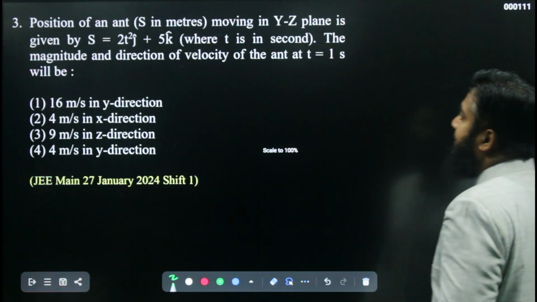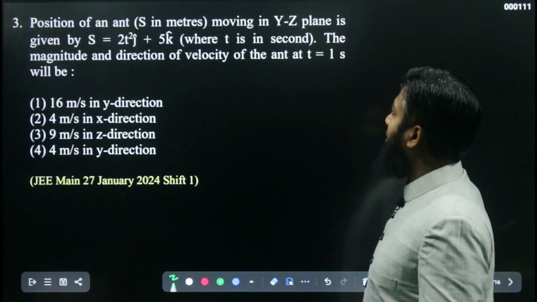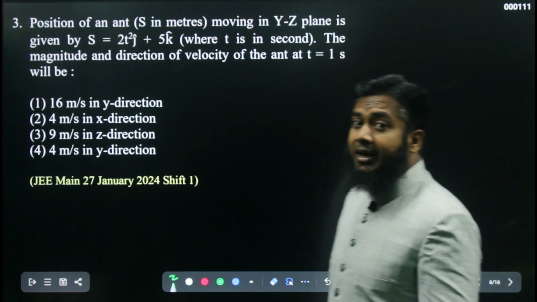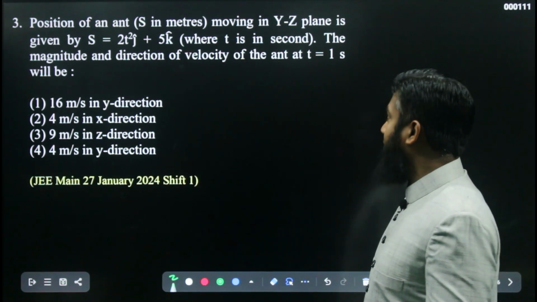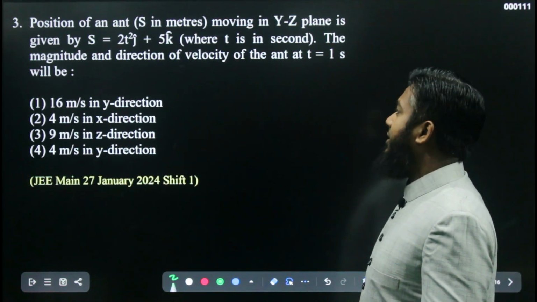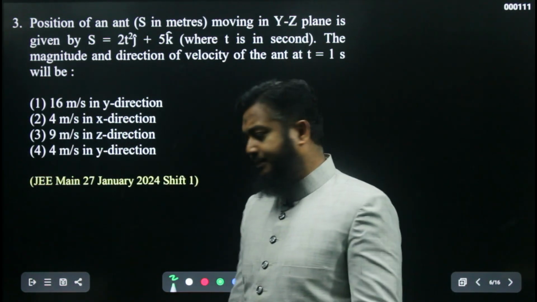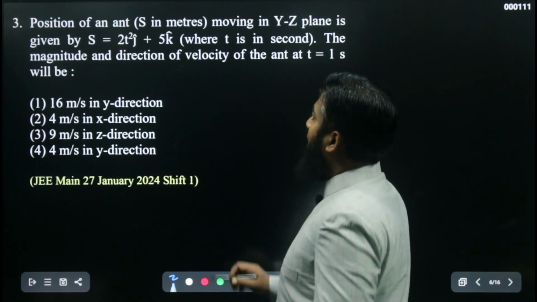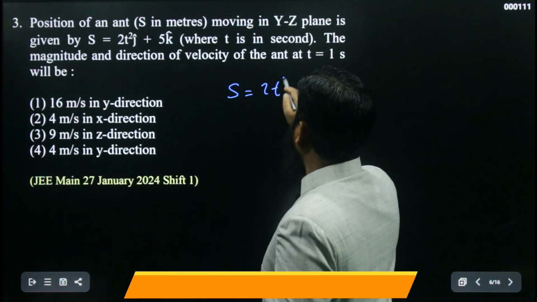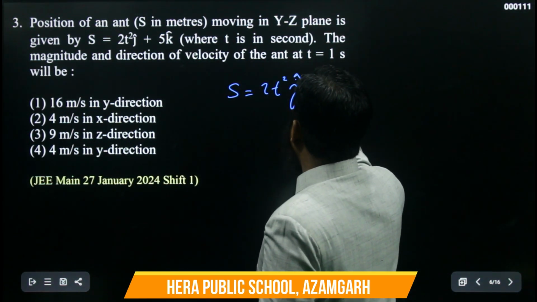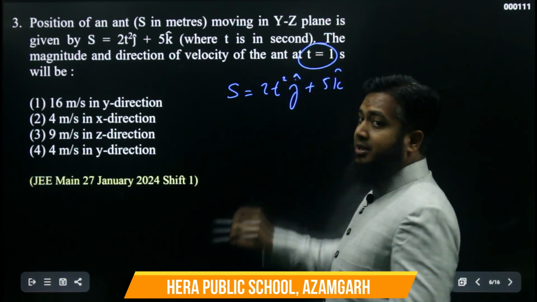Next question is position of an ant S in meters moving in YZ plane is given by S is equal to 2t square j cap plus 5 k cap, where t is in second. The magnitude and direction of velocity of the ant at t is equal to 1 second will be. So this is very straightforward question. We are given the position of the particle or the ant moving, which is 2t square j cap plus 5 k cap, and we have to find the velocity at t is equal to 1.